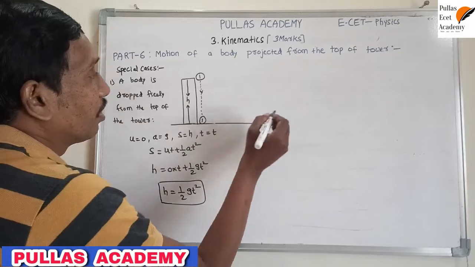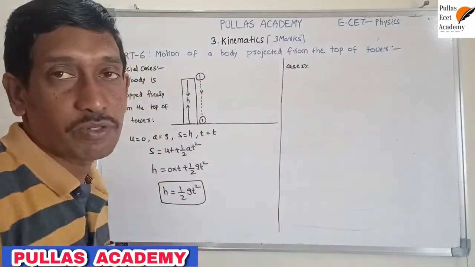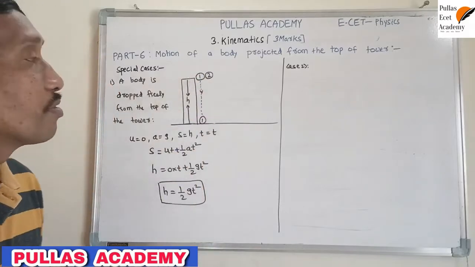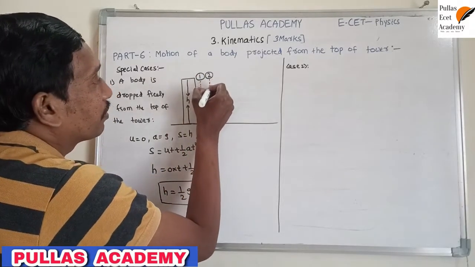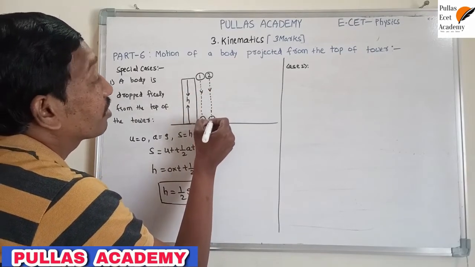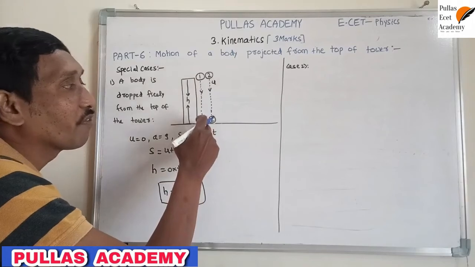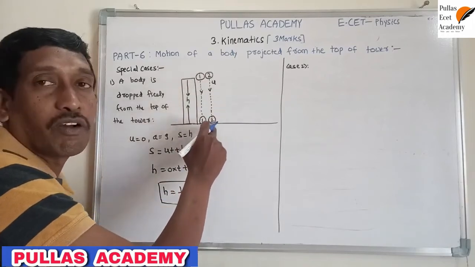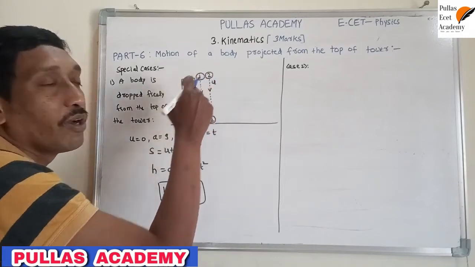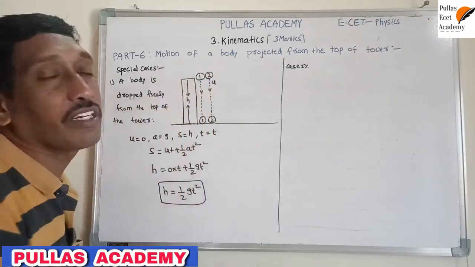Now we are going to discuss the second case, special case 2. What is special case 2? Listen carefully. Suppose a second body from the top of the tower is also projected vertically downwards with some velocity. What is the difference between these two? It also moves along a vertical straight line downwards, but the first is freely dropped, whereas this one is projected with some velocity.